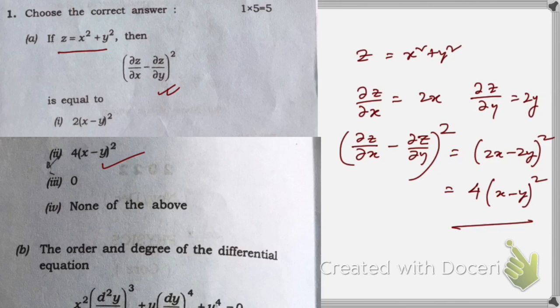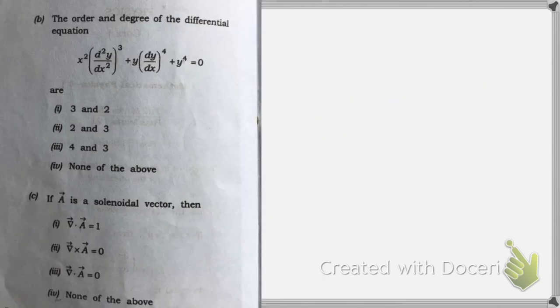Now let's move on to the next question. We need to find the order and degree. Here you see dy by dx is the first order derivative, and this is the second order derivative. In this case the second order derivative is the highest order, so the order will be 2, and the power on this highest order derivative is 3, so the degree is 3. So option 2 is correct. Hope you have understood this.